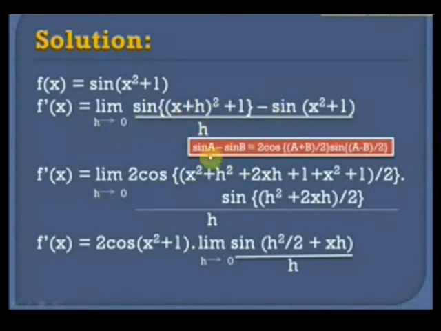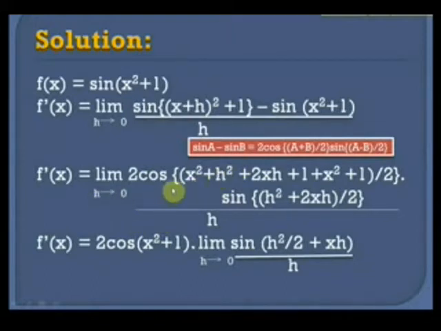Now we know that sine of a minus sine of b is equal to 2 times cos of (a plus b) by 2 into sine of (a minus b) by 2. This is once again a basic trigonometric identity. Now we use this identity here and get the expression as 2 times cos of (x square plus h square plus 2x into h plus 1 plus x square plus 1) whole divided by 2, into sine of (h square plus 2x into h) divided by 2. Now this is again whole divided by h, and h tends to 0.